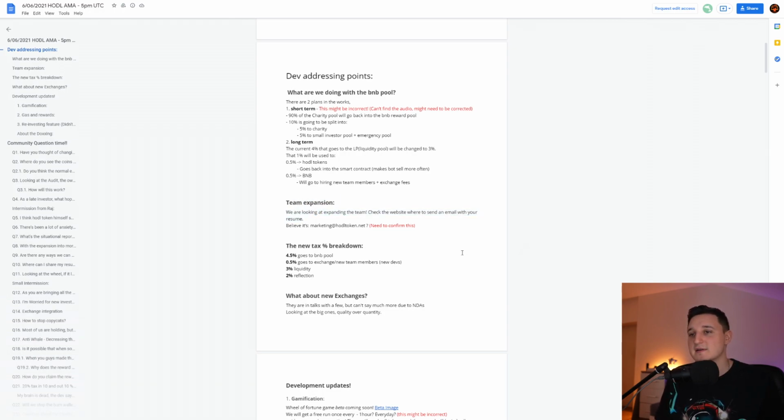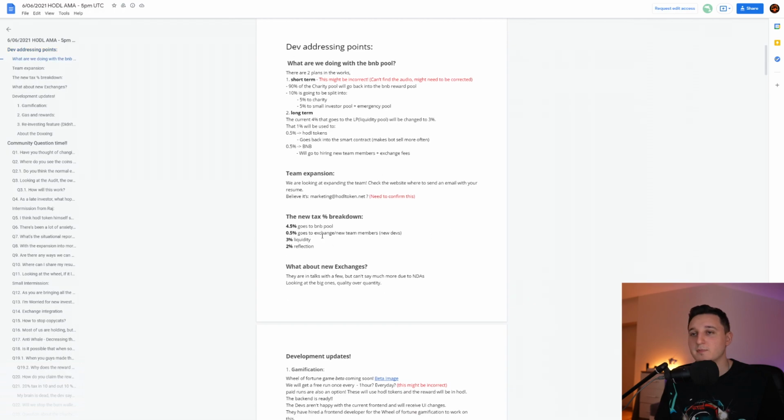The new tax breakdown: 4.5% goes to the BNB pool, 0.5% goes to exchange and new team members, new devs, 3% liquidity, and 2% reflection. So in the end, how much is this? This is about 10%. From that 10%, 4.5% is going to the BNB pool, 0.5% to exchange and new team members, so basically paying the devs, 3% is liquidity, so that's pretty awesome, and reflection is 2%.